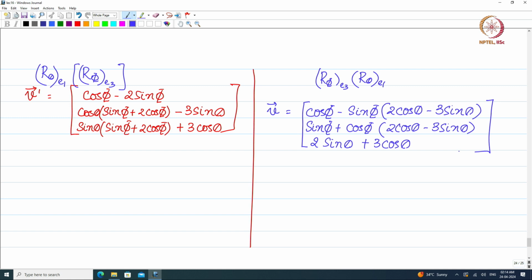Now, there is something interesting that happens here. What is that? We see that if you first apply rotation about the E1 axis and then apply rotation about E3 axis, you get a vector v, and if you apply first rotation about E3 axis by an angle phi and then rotation about E1 axis by an angle theta, you get another vector v prime, which are not the same. Whereas in 2D, when we did r theta followed by r phi and then r phi followed by r theta, the resultant vectors were the same, we did not have any problem.